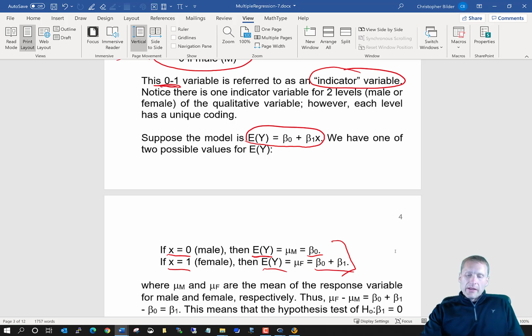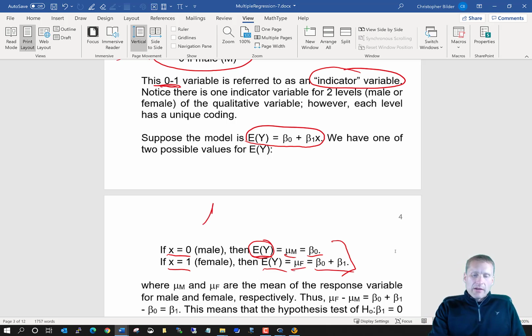Now also, think of it this way. The expected value of y for male. So this is like, what would you expect the average for the males to be for whatever you're measuring? Maybe it's GPAs, for example. What would you expect that to be on average? So we could call that, let's say, mu sub m for male. Similarly for females, mu sub f.